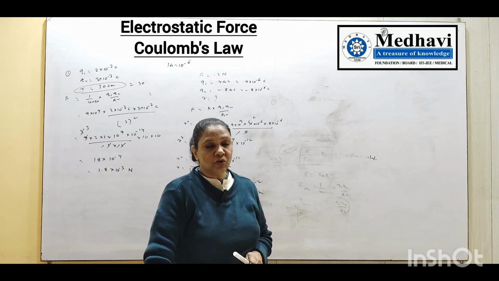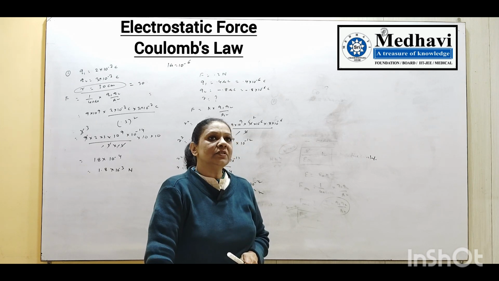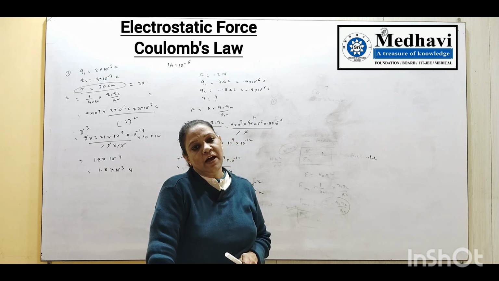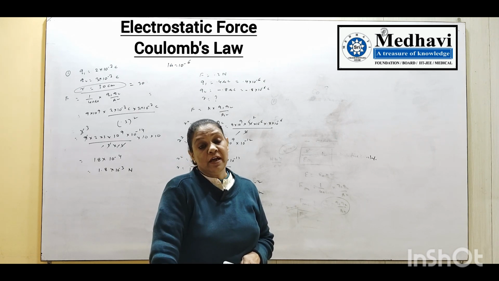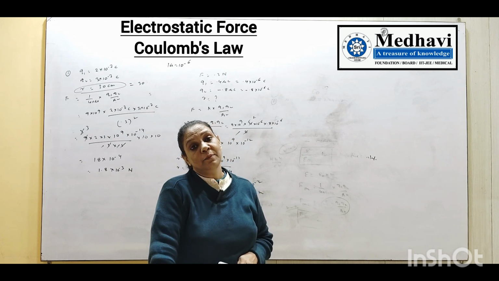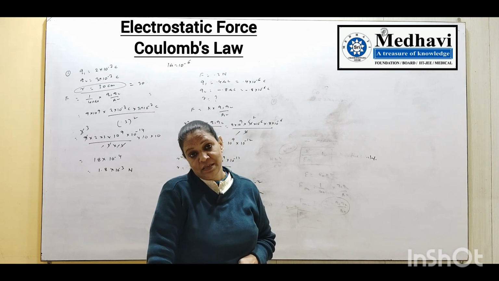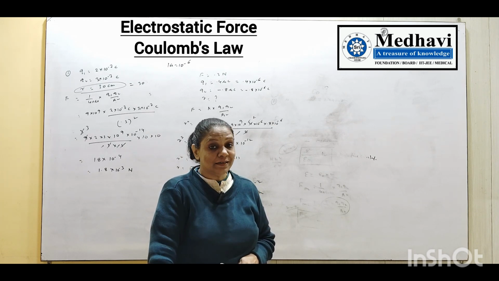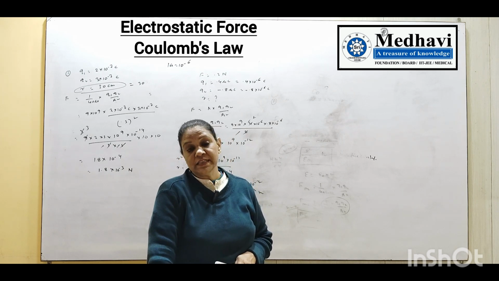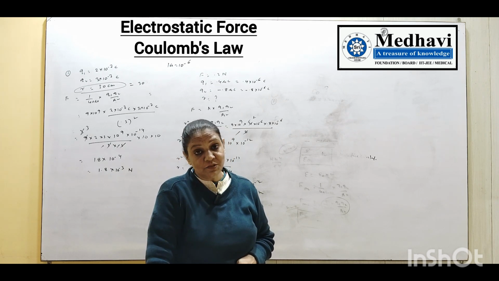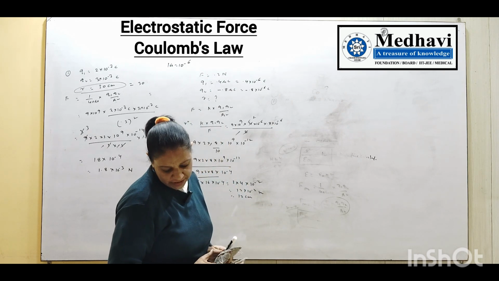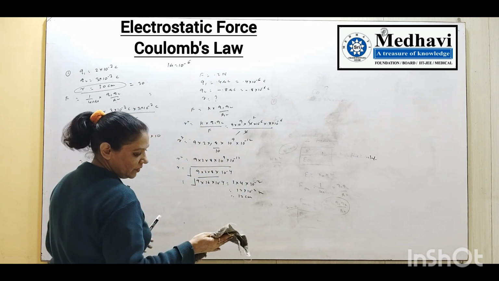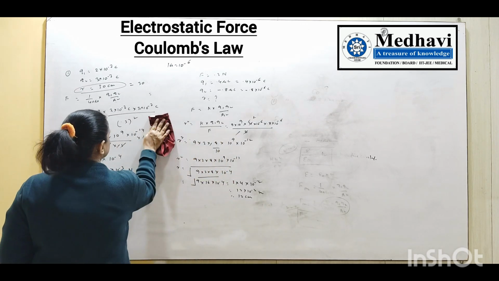Four point charges, this is a group of forces. Suppose there are two charges, you simply apply force F is equal to 1 by 4 pi epsilon Q1 Q2 by r square. But when you have a group of forces, we have to apply the principle of superposition, using the concept of vectors. We have to find individual forces and then find the resultant of the forces using vectors. This question I will discuss.